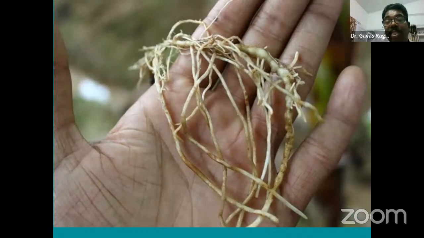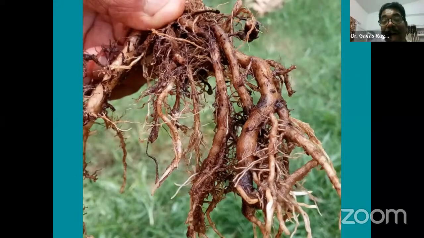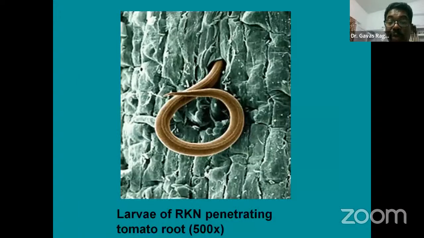These are some of the symptoms, just for showing to you. See, this is a severe symptom caused by root knot nematode. This is a combined infestation by Radopholus similis and root knot nematode, which we have observed in Kerala. These are the larvae of root knot nematode penetrating into a tomato root, just for showing.